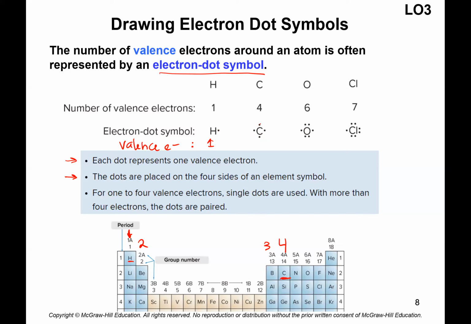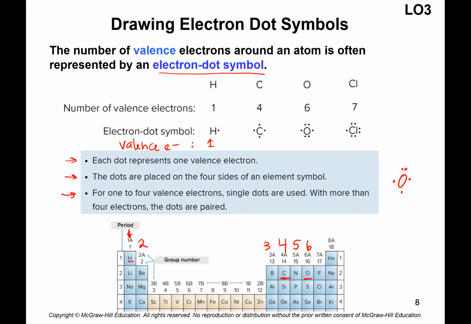You'll notice that the dots are put 1 in each of the 4 sides first before you begin to pair them. So what does it mean to pair electrons? Well, let's look at oxygen as an example. Oxygen is here. It has 6 valence electrons because this is 4, 5, 6 valence. So that means that oxygen is going to have 6 dots around it. How we would do this, the convention is to start first putting single dots on each of the 4 sides, and then you can start pairing them. So I have put 4 valence electrons so far.